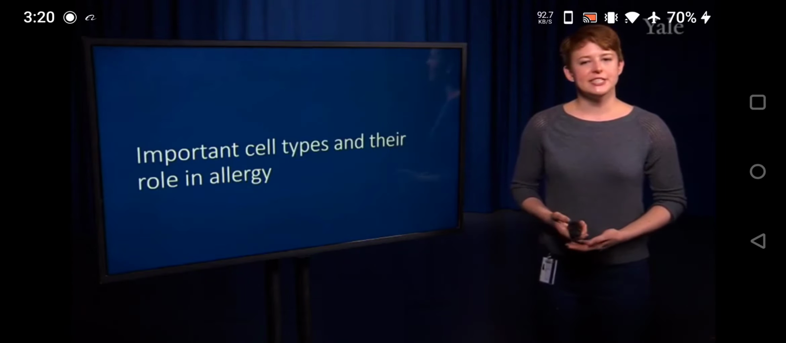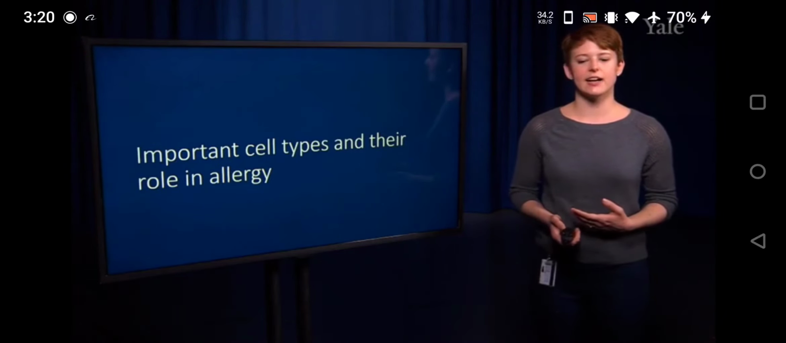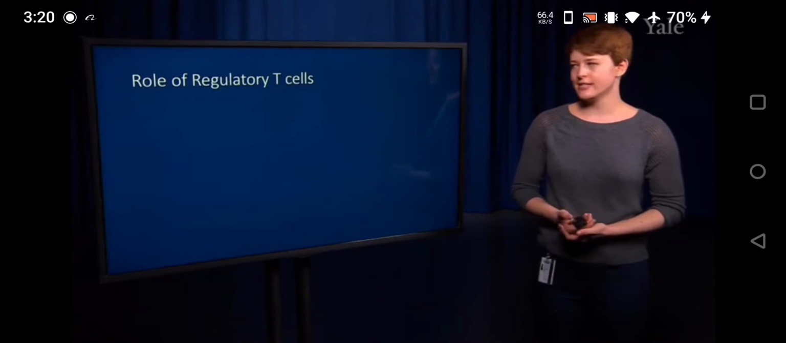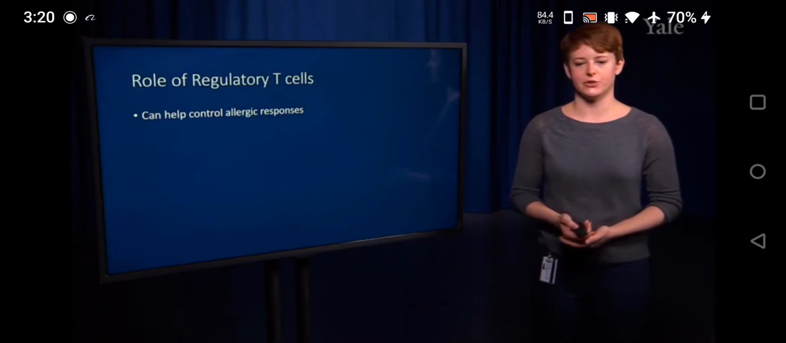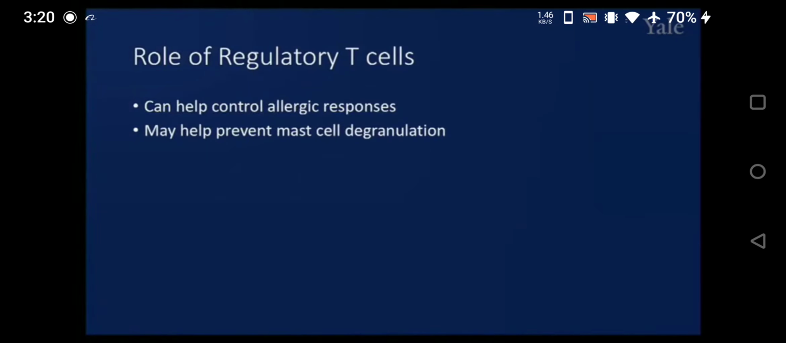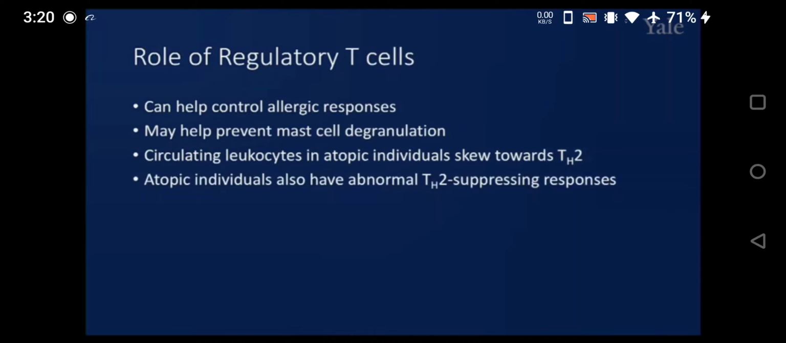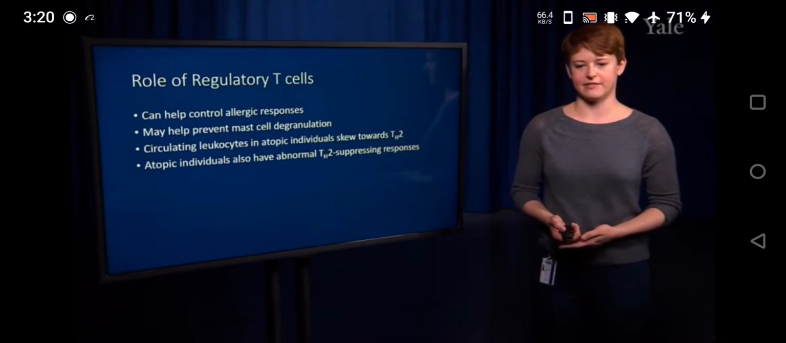So I've mentioned a few different cell types so far as we've been going through this overview. Now we're going to take a step back and talk more specifically about how these cell types are involved in allergy. So we're going to start by discussing regulatory T cells. So Tregs are very important for controlling allergic responses, and they actually might help prevent mast cell degranulation. So we see in atopic individuals that the circulating leukocytes actually tend to skew towards a Th2 response. And these atopic individuals might actually have a defective regulatory T cell in which these Tregs are unable to suppress the development of a Th2 response.